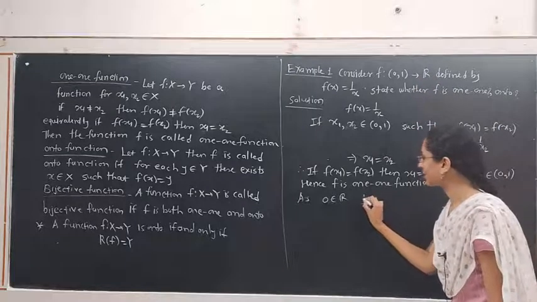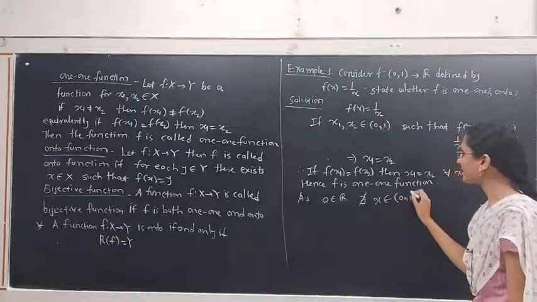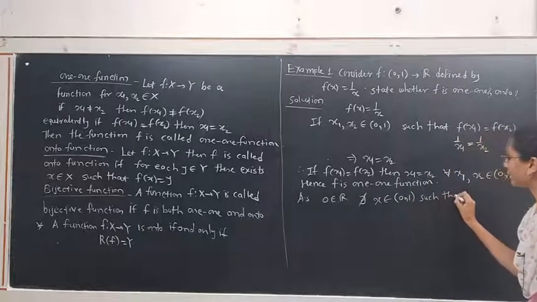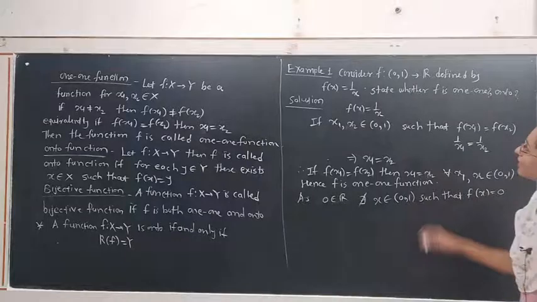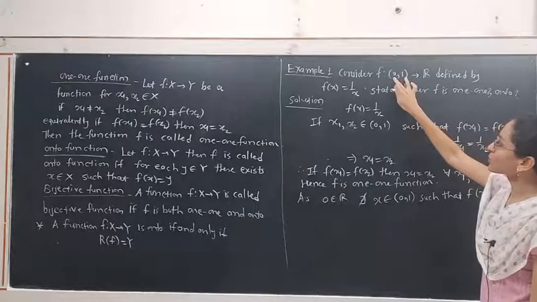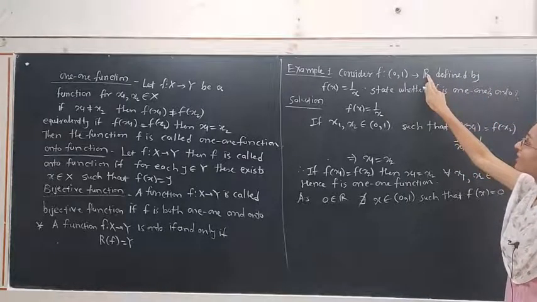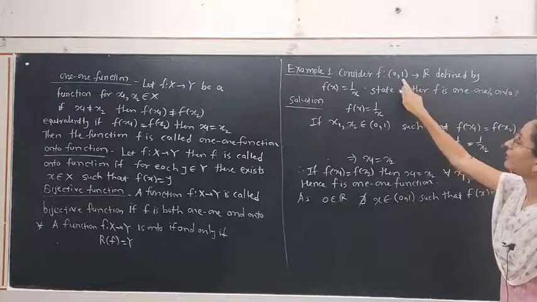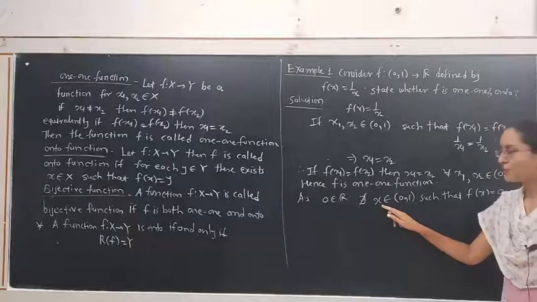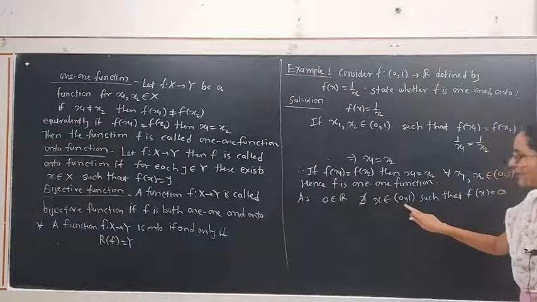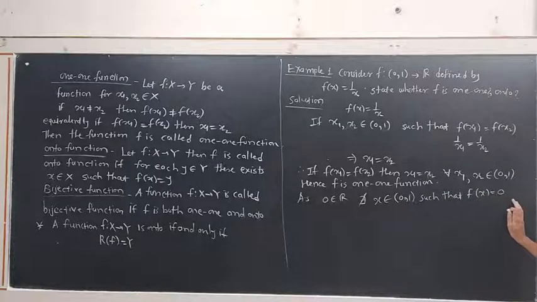There does not exist any x belongs to domain set, which is (0, 1), such that f of x is equal to 0. See, if we take 0 belongs to codomain set, then for this element there does not exist a pre-image of 0. That is, there does not exist x belongs to open interval (0, 1), which is the domain, such that f of x is equal to 0.